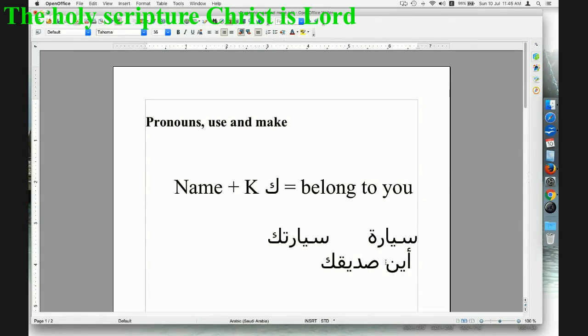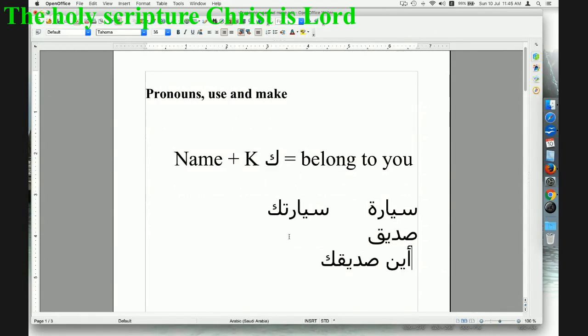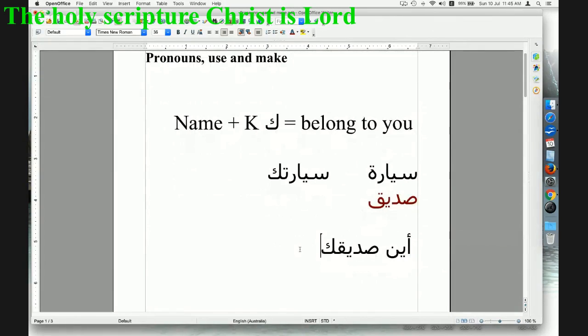Now, I said here in the question, أين صديقك؟ The original, as we said, of صديقك is صديق. This is the original. So we add ka at the end, and that will make it your friend. All right. So أين صديقك؟ Now you are going to answer me. Remember here, I said صديقك. I mean a male guy.